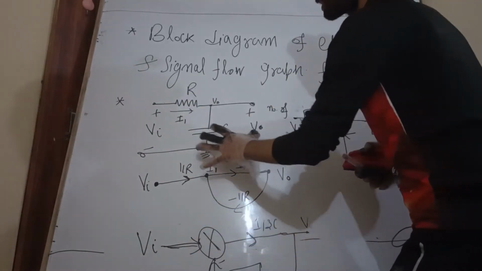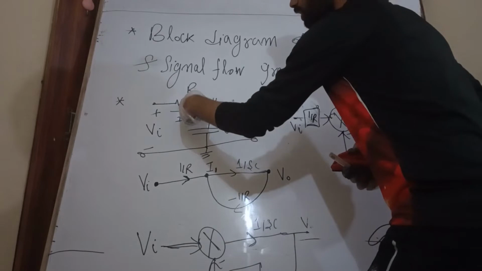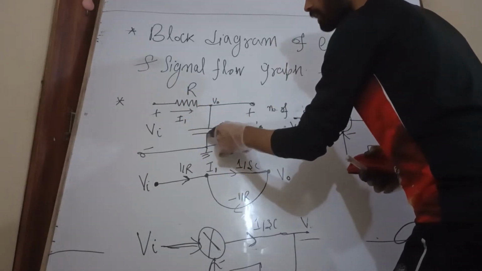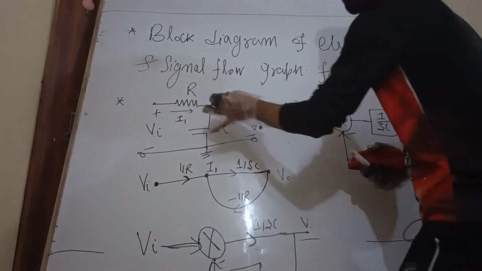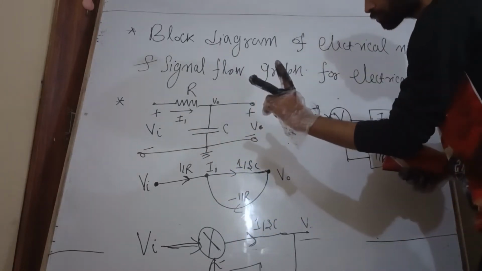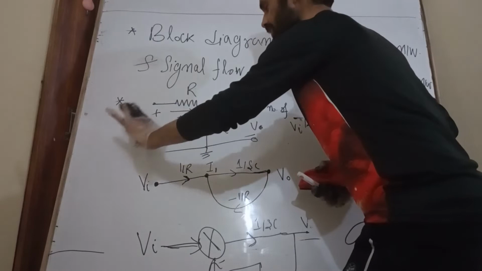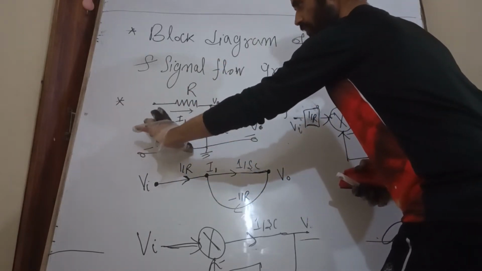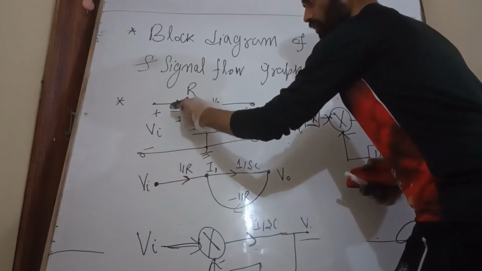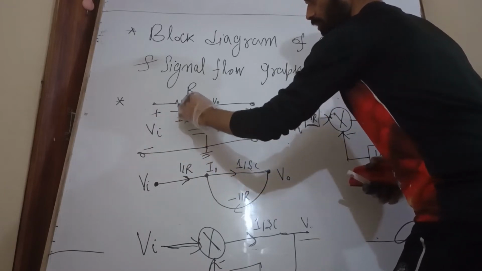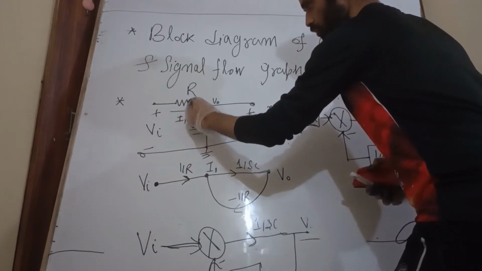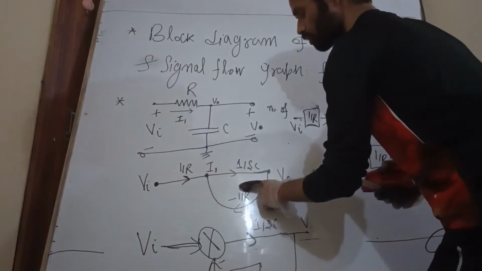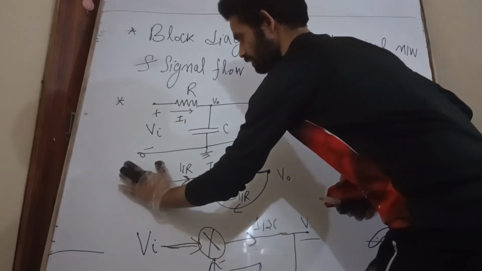How to represent it? What you have to do is count the number of electrical components. How many? 1 and 2. That many variables are there. How many variables? 2 variables, except the input. For the input there is a separate variable. So the total is 3 variables. These are 2 electrical components, 2 variables. 2 variables mean 2 nodes, and for the input a separate node.